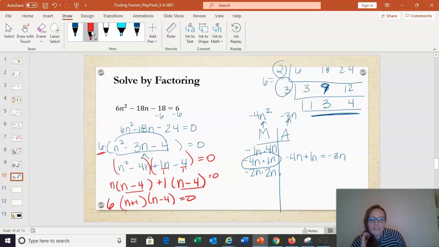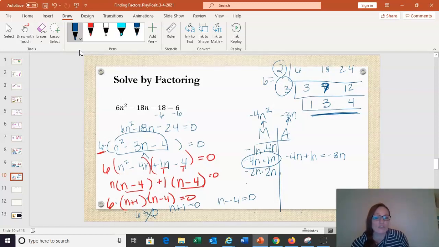Oops, I'm going to bring down the 6. It's all part of the answer. I just didn't want it to get too confusing when we were factoring. So the multiplication property of 0 says we can set everything that's being multiplied together equal to 0. So we'd have 6 equals 0, n plus 1 equals 0, and n minus 4 equals 0. Does 6 equal 0? Nope. So that's kind of like an extraneous solution. And then we would subtract 1, n equals negative 1, and n equals 4, right?